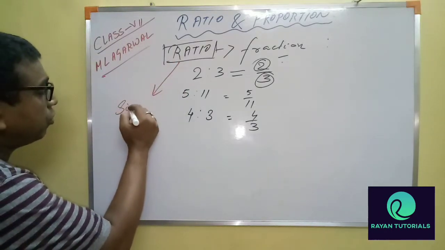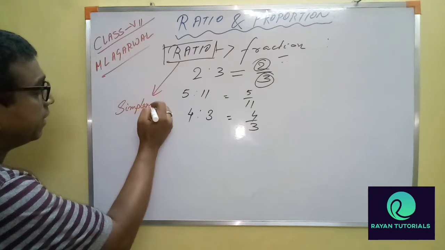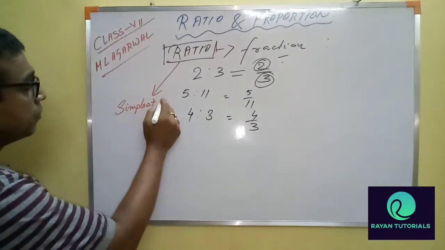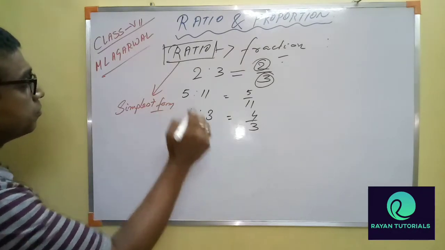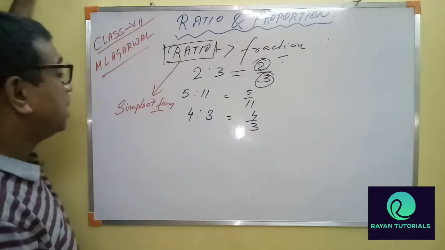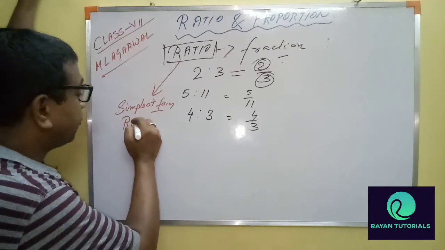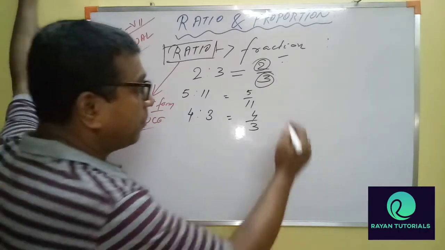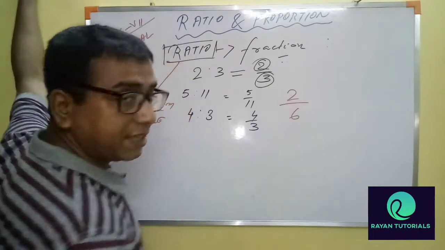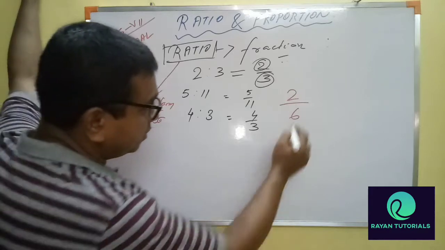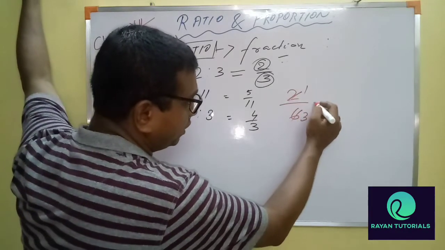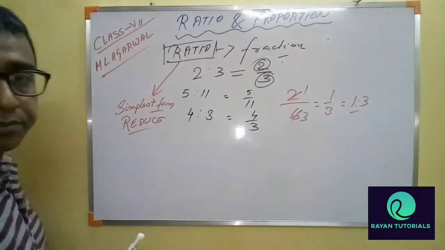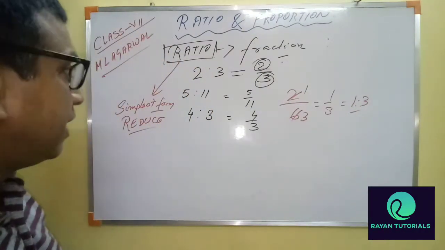Ratios are always taken in their simplest form. Clear? Simplest form means reduce it, or cancel it. Suppose 2/6. 2 ones are 2, 2 threes are 6. That means the ratio will be 1:3.